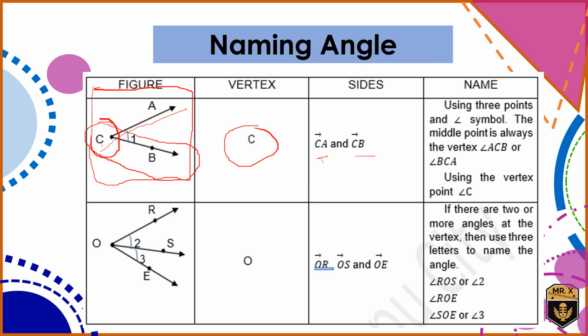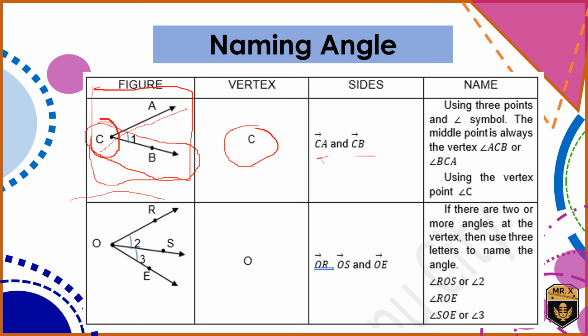In naming, we use 3 points and the angle symbol. The middle point is always the vertex. So we can name this angle as angle ACB or angle BCA. Pwede mabali-bali, but dapat permi sa center ang vertex. Okay? Or we can name using the vertex point lang. We can name this angle as angle C. Okay, I think that's enough.